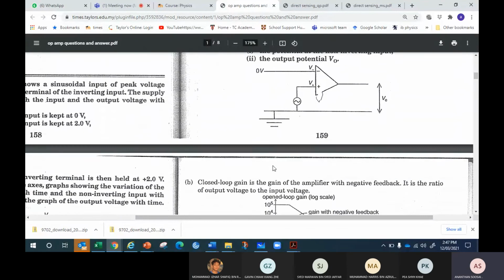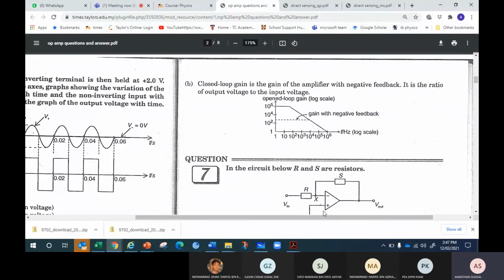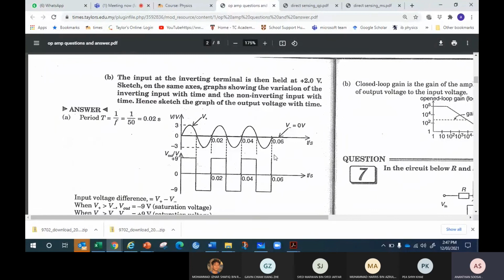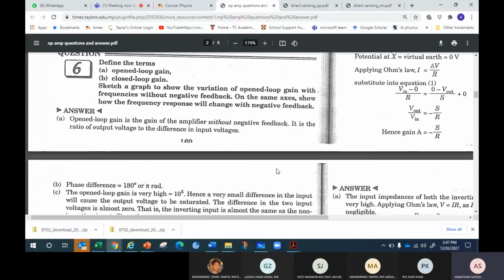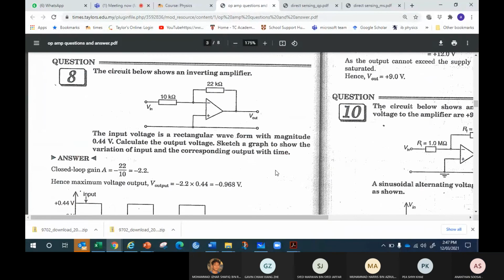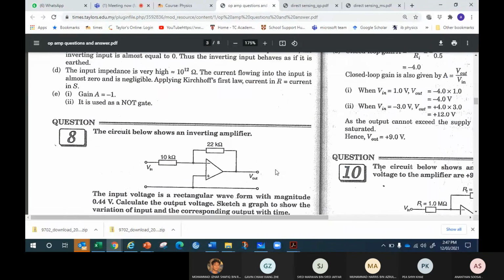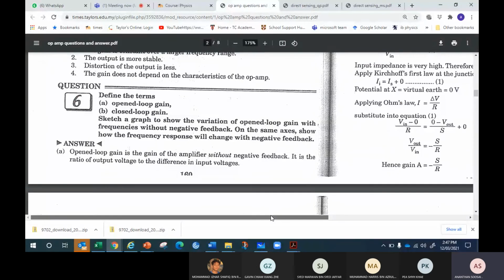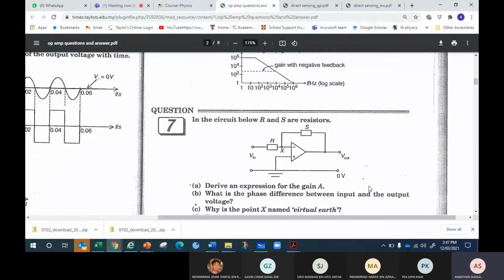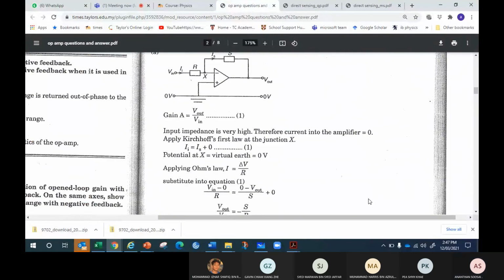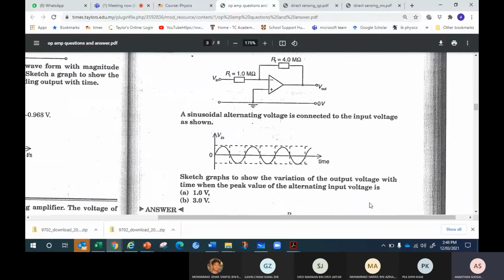Okay, next one. I'll just go selective. Okay, I want the tracing one. Hold on, let me check. Oh, this is derivation.